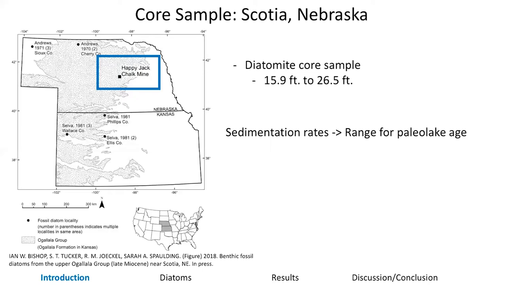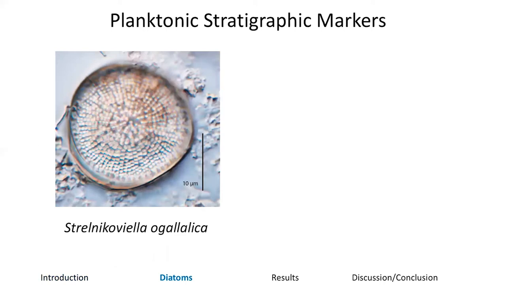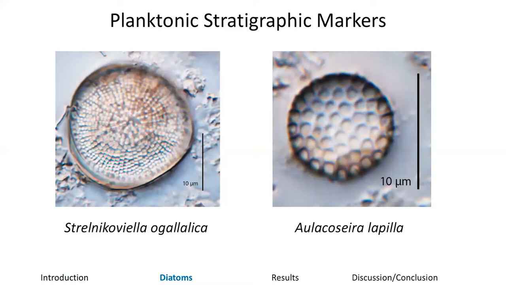This was my favorite part of this project. The first diatom, and my favorite, is Stronocoviella. It is a planktonic diatom, which means it likes to float around in the top of the lake. And this particular species of Stronocoviella exists only at this site. Stronocoviella itself is specific to Western North America. The second planktonic diatom we're going to look at is Alakasaira. Again, he's floating around with his friend Stronocoviella at the top of the lake.